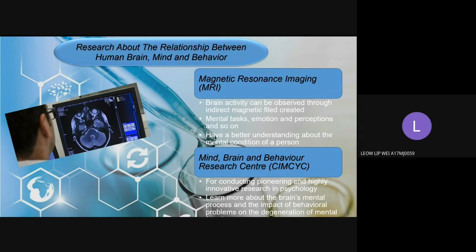Furthermore, the Mind, Brain, and Behavior Research Center (CIMCYC) is established at the University of Granada for conducting pioneering and highly innovative research in psychology. This research center helps researchers conduct their experiments so that they can learn more about the brain's mental processes and the impact of behavioral problems on the degeneration of mental function.